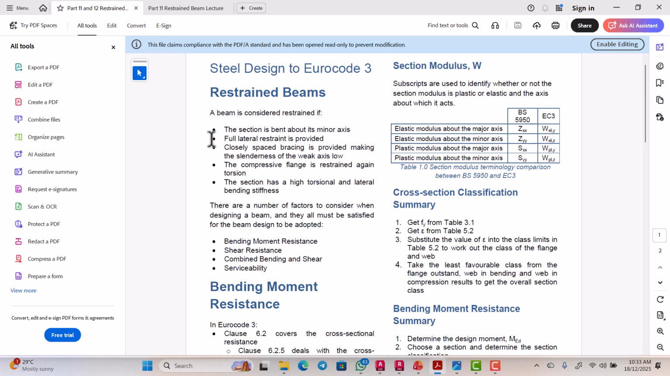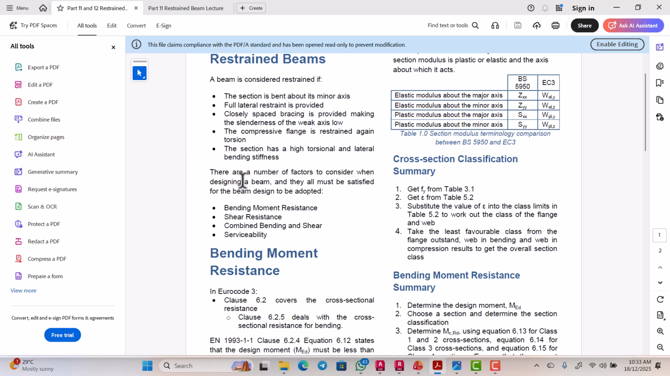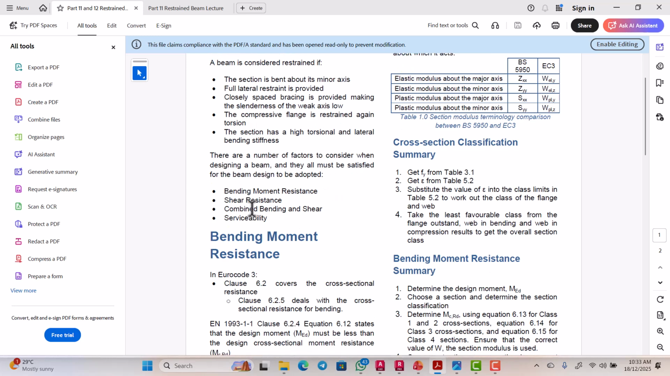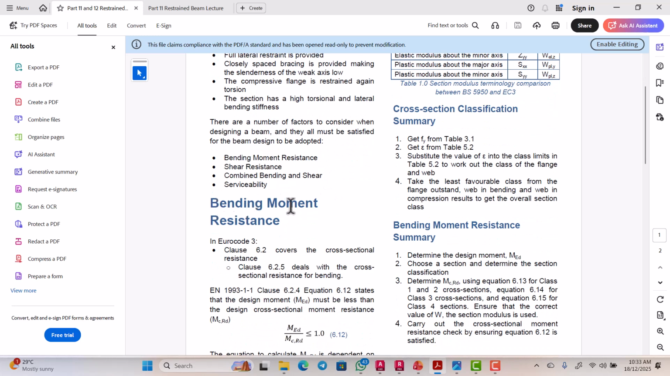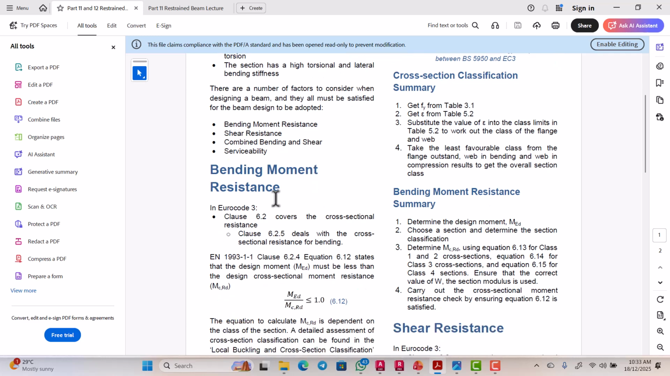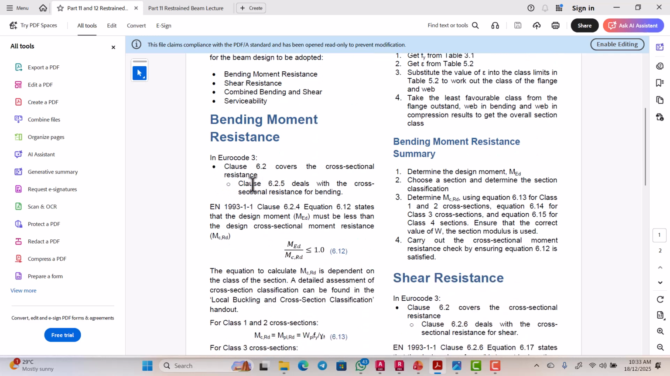So this is the summary of it. We look at the number of factors to be considered. We look at the bending moment resistance. In the bending moment resistance, you go to clause 6.2. Clause 6.2 covers the cross-sectional resistance. Now, clause 6.2.5 deals with the cross-sectional resistance for bending.